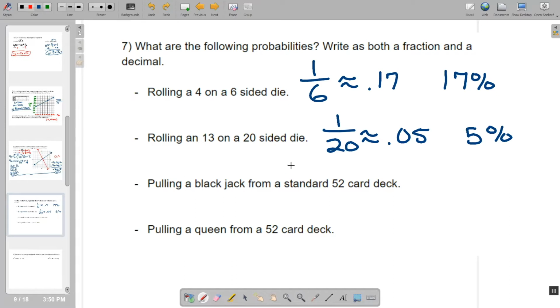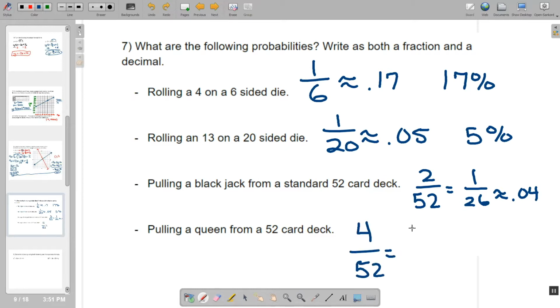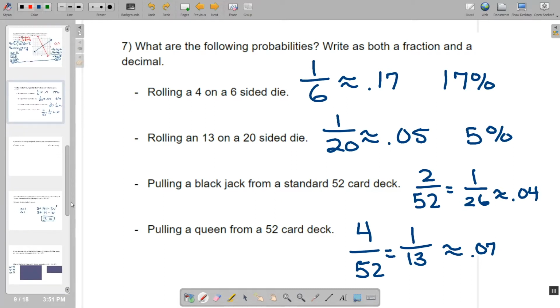Pulling a black jack, well, there are 2 black jacks, jack of spades and jack of clubs, out of 52 cards total. That's going to be equal to 1 out of 26, which is about 4/100ths or 4%. And finally, pulling a queen from a 52 card deck. There are 4 queens out of 52 cards. That gives us 1 out of 13, or about 7/100ths, or about 7%. Double checking my answers. We are correct, and we are ready to move on to factoring.